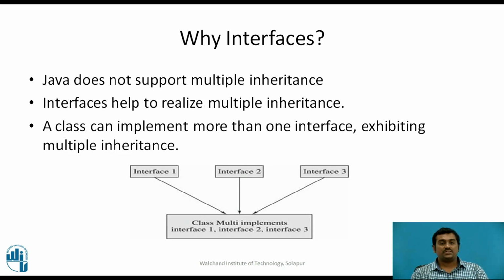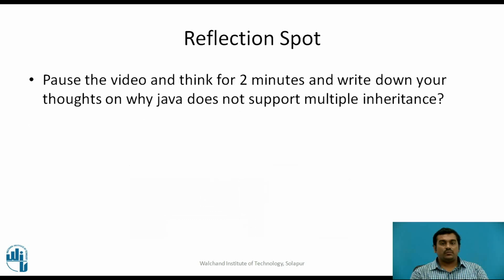Now this class multi has to define each method of these interfaces. Think for 2 minutes and write down your thoughts on why Java does not support multiple inheritance. Okay, I will tell you the answer. Suppose there is one class, and from that class there are two classes which are inherited. From these two classes, let us say there is one more derived class. Now this class has two copies of the same method, and the compiler doesn't know which method to call at which time. So there is an ambiguity when you use the derived class object to call that method. It is quite confusing for a programmer, so in Java they have not supported this multiple inheritance feature.